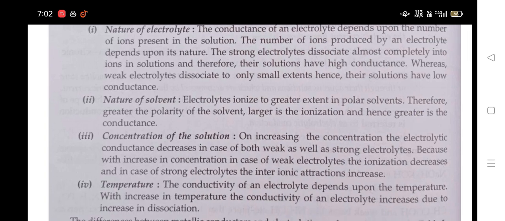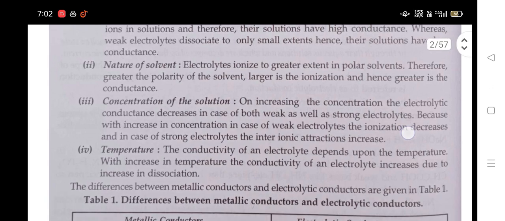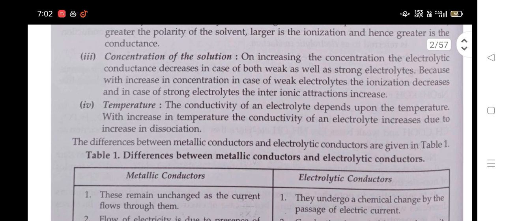Second, nature of the solvent. Electrolytes ionize to a greater extent in polar solvents, therefore the greater the polarity of the solvent, the larger is the ionization and hence the greater is the conductance. Third, concentration of the solution.